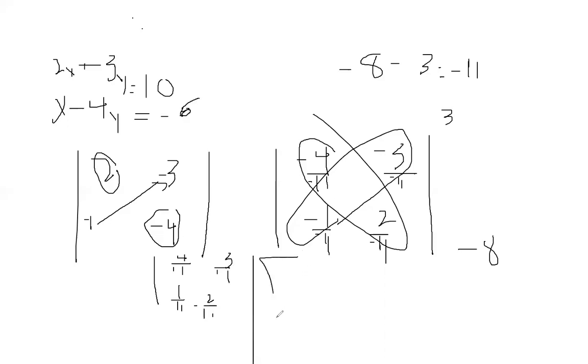And this is times the answers up here. So we have 10 and negative 6. So now it's this one here times this first. So it's 40 over 11 and then minus 18 over 11. Which equals 22 over 11. And this now, because it's row 1 times column 1, this would be your x, which would be 2.